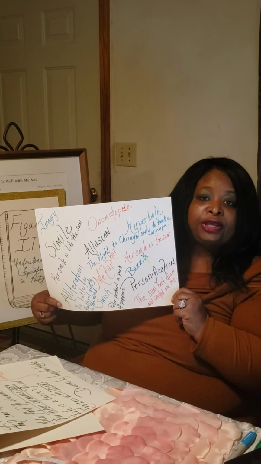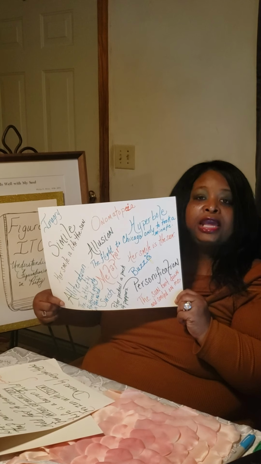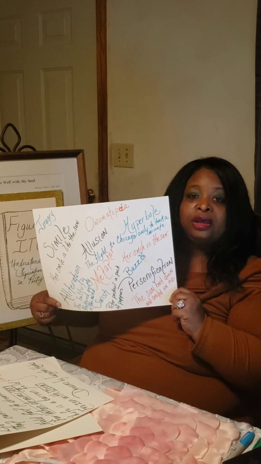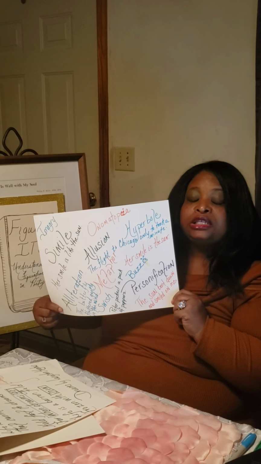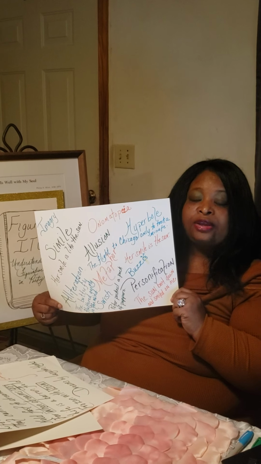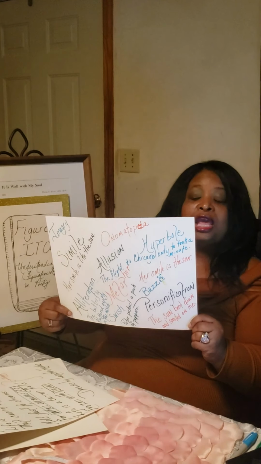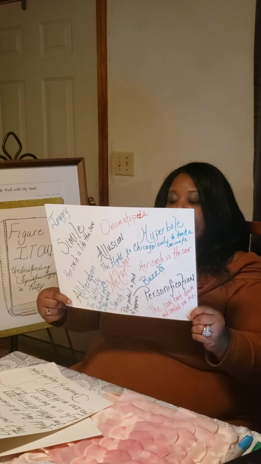If I were to tell you her smile is the sun, would you be able to distinguish between simile and metaphor? Which one is it? If you said metaphor, you are correct. What makes it a metaphor is the fact that it does not use like or as. But if I say her smile is like the sun, then we have used a simile.